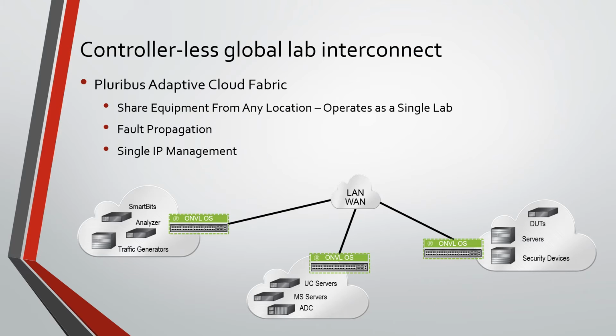The Pluribus Adaptive Cloud Fabric allows you to share equipment in any location, bringing your labs into a single unified, centrally manageable system to schedule resources anywhere in the world. You just need one IP address, any IP address, to manage the whole network. Faults anywhere on the network are propagated properly to the other side and are seen as faults.